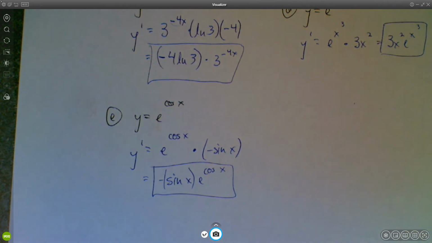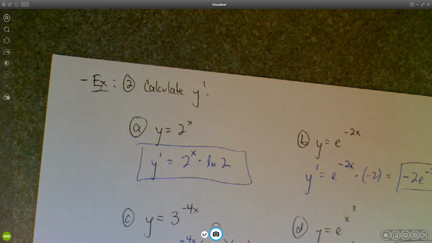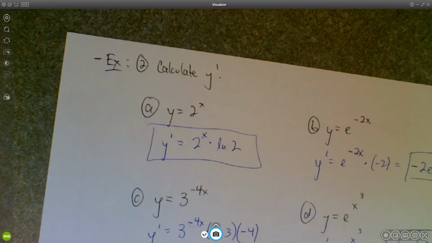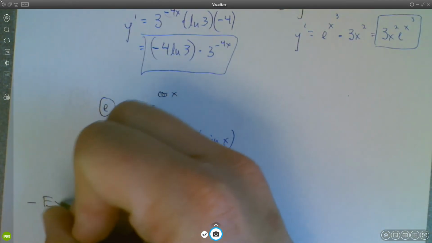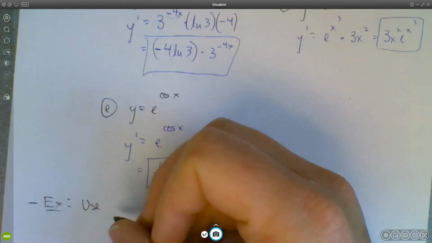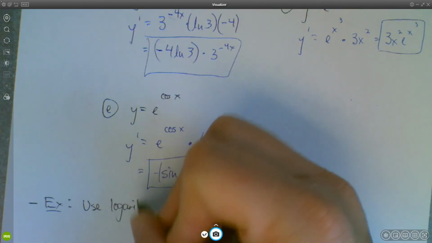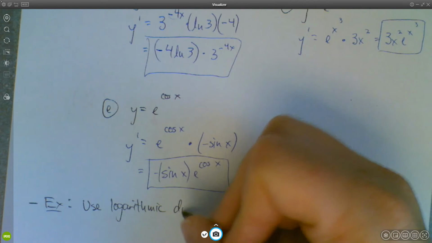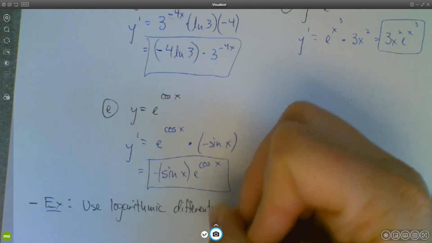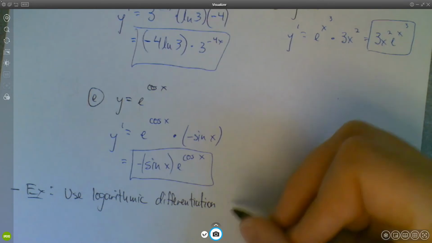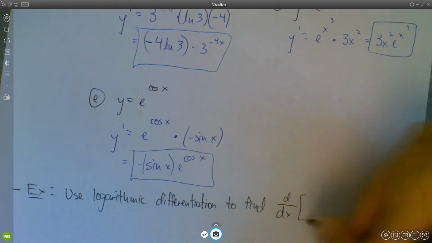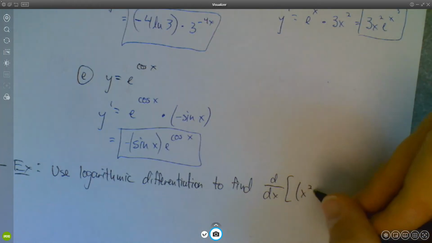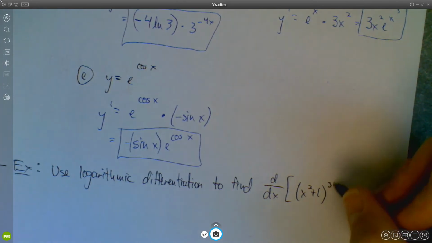Let me show you another use of this idea. Do I have room to squeeze this in? I think I can probably squeeze it in on this page. So let me give you another use of this idea. So let's use logarithmic differentiation to find the derivative of x squared plus 1 to the sine x.